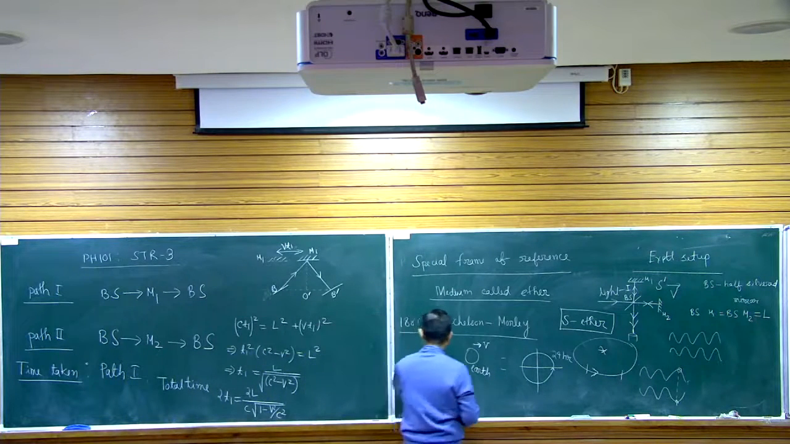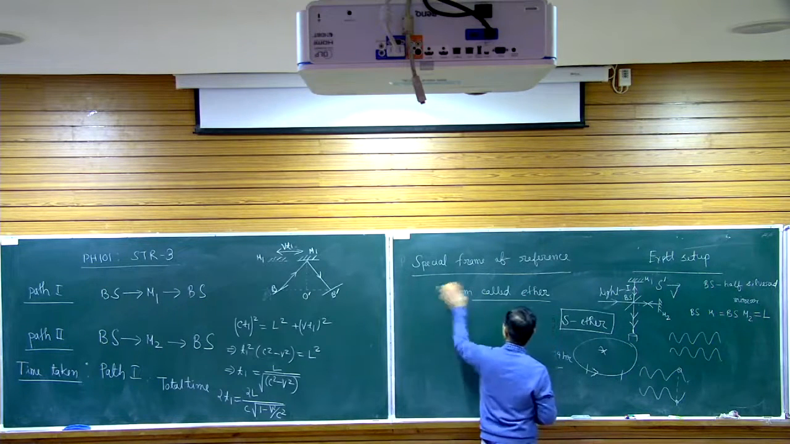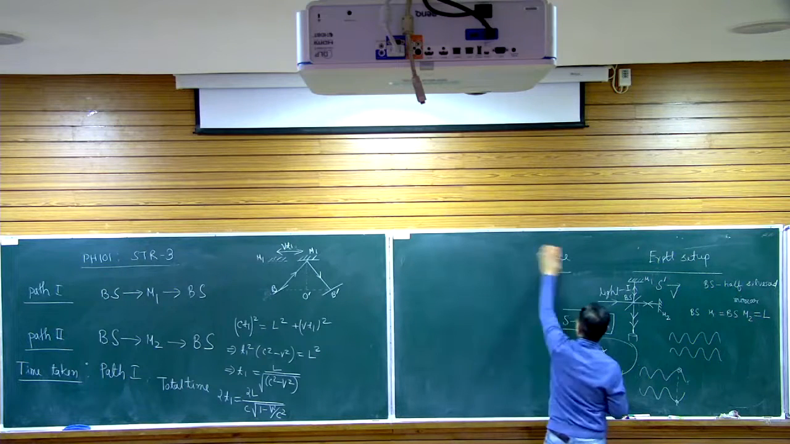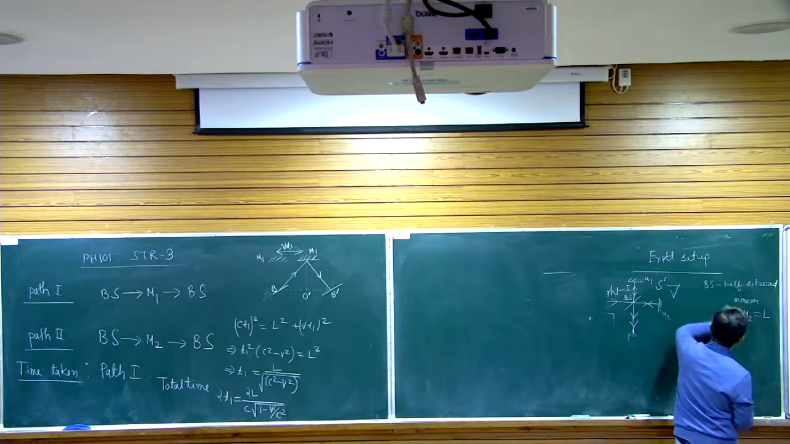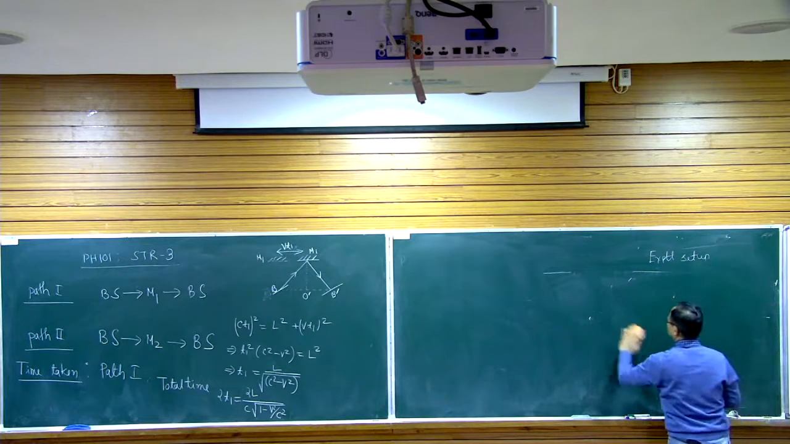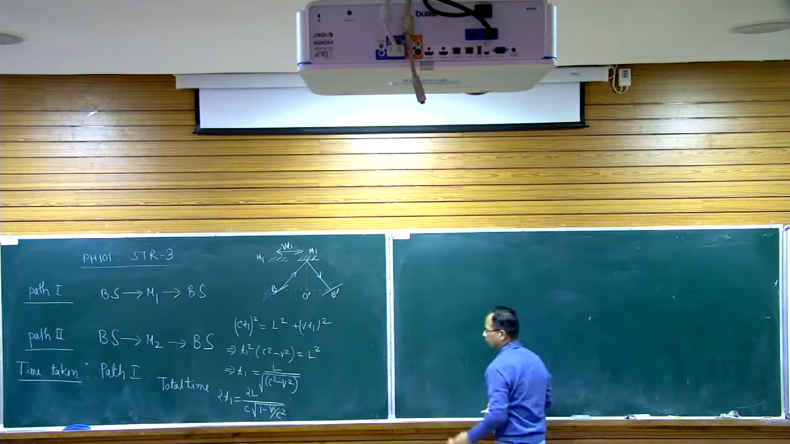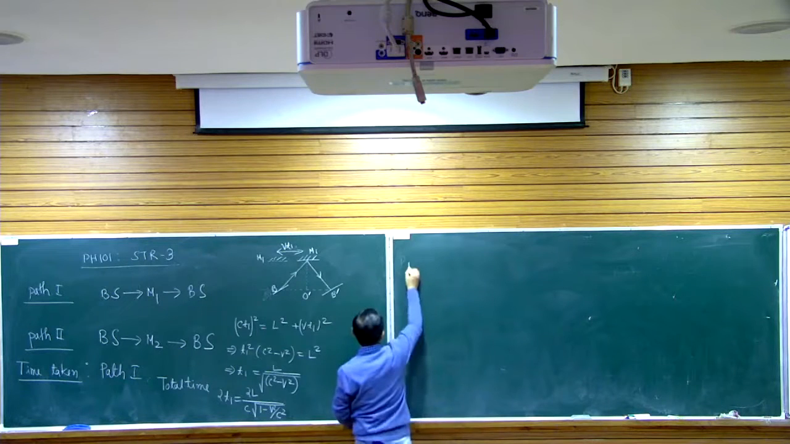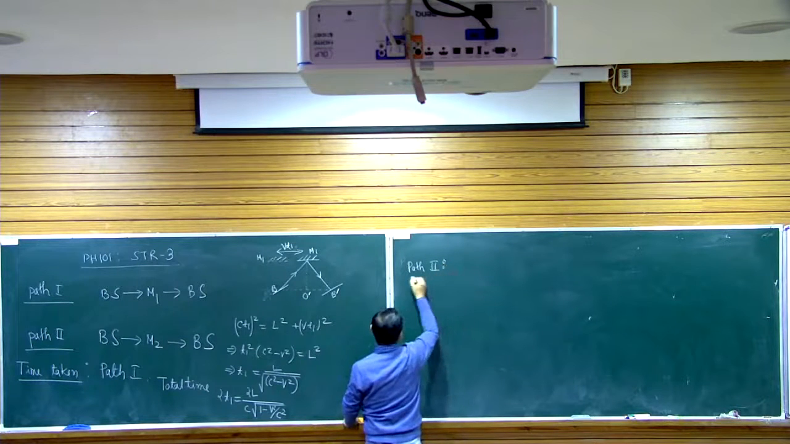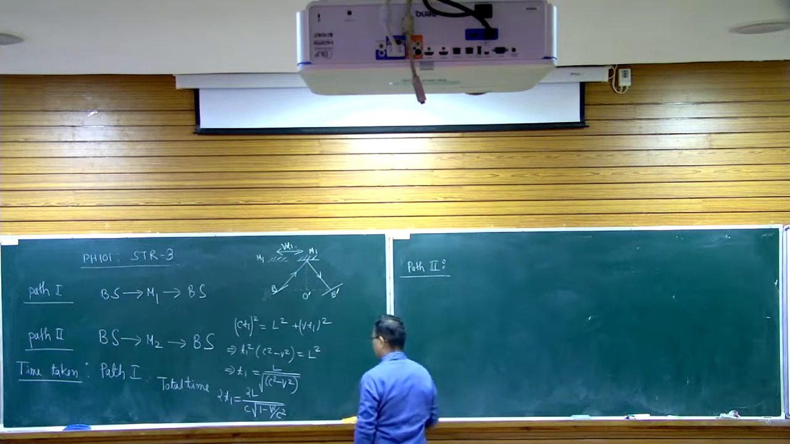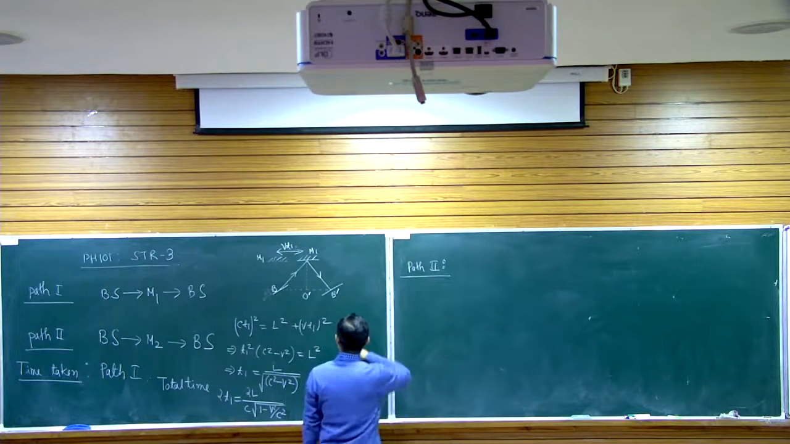Now what about the total time along path 2? I'll obtain the expression along path 2 without taking help of relative speed or relative velocity. So I'll do it in a more straightforward manner.